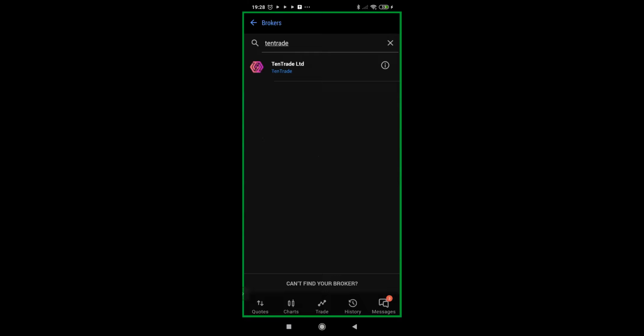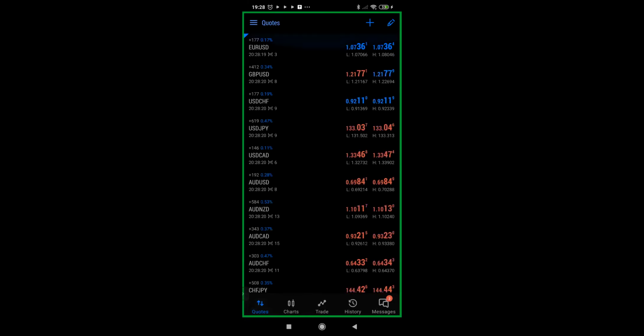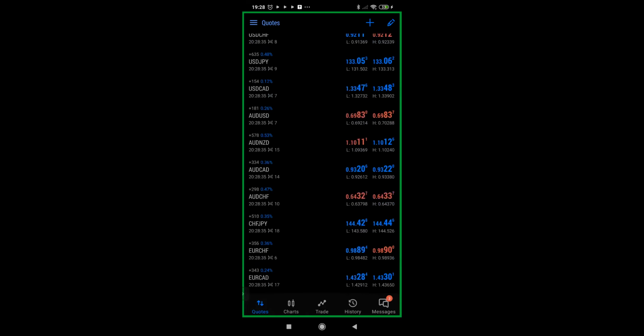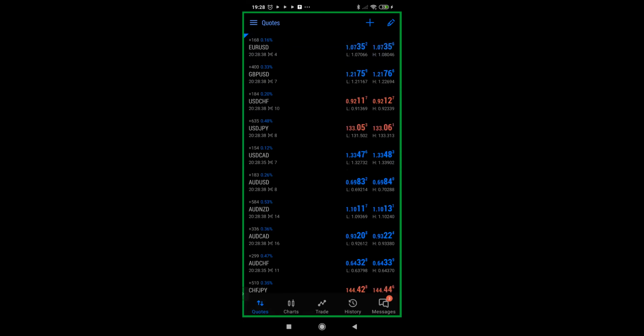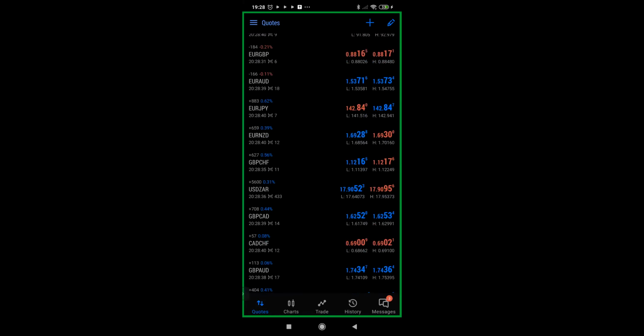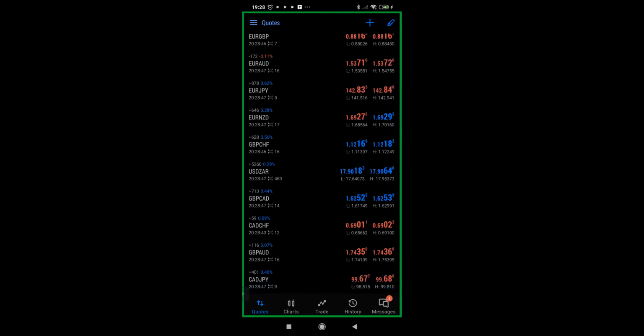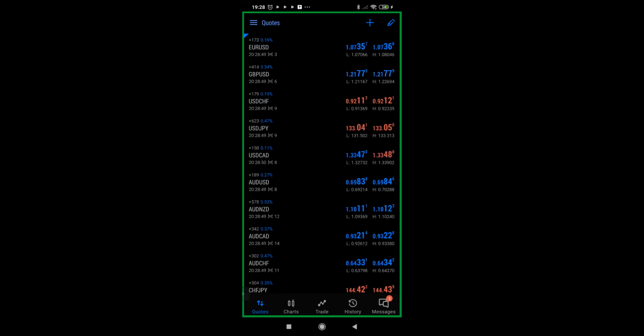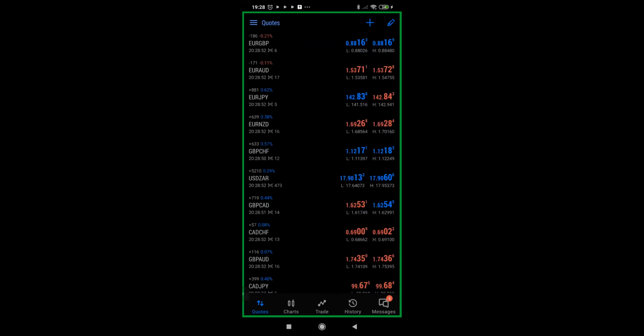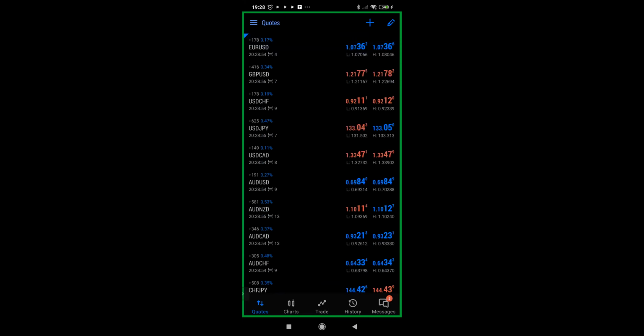Okay, so once you are logged in, you'll have 5 options at the very bottom. You have the quotes tab, charts, trade, history, and messages. So the first thing that you want to do when you are logged into the mobile version is to populate your quotes. So this quotes is where you see all of the currency pairs that you can trade. All right. And by default, there'll be some currency pairs that will not be here. So you must now add those pairs by yourself.